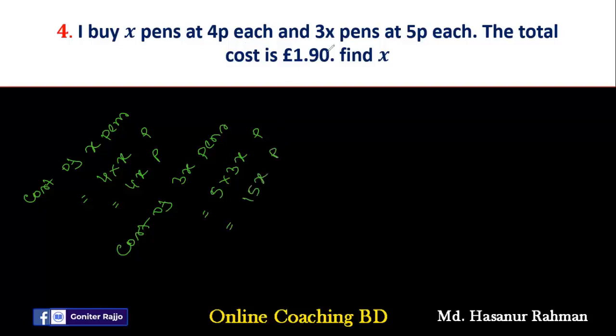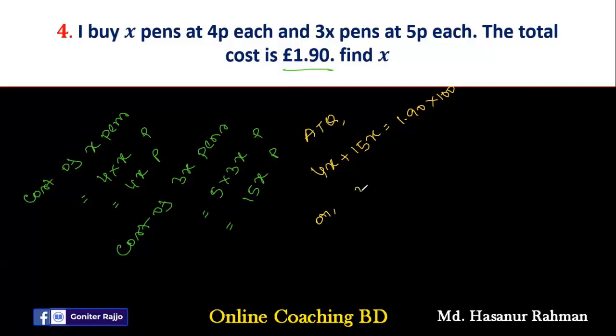And here the total value is given in pound, so we have to convert this pound into pence. We know that 1 pound equals 100 pence. That's why 1.90 pound will be 190 pence. So according to the question, we can write it in this way: 4x plus 15x equal to 1.90 multiplied by 100. So after solving this equation, we'll get our final answer.